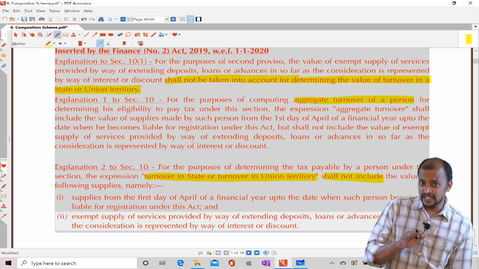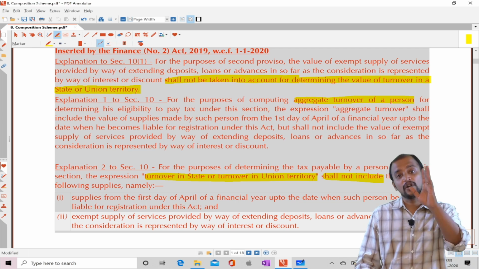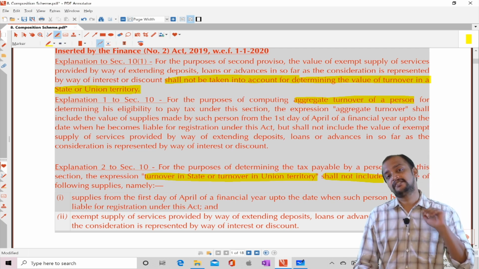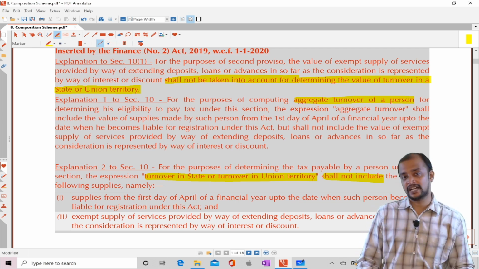So it includes one, it excludes one. What is the meaning of aggregate turnover? We discussed it long back, in taxable event itself we discussed. What is the meaning of aggregate turnover? All 4 supplies will come in aggregate turnover.